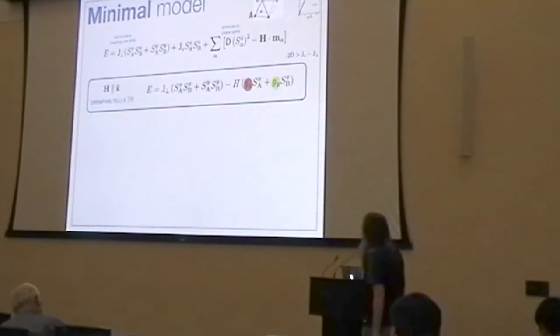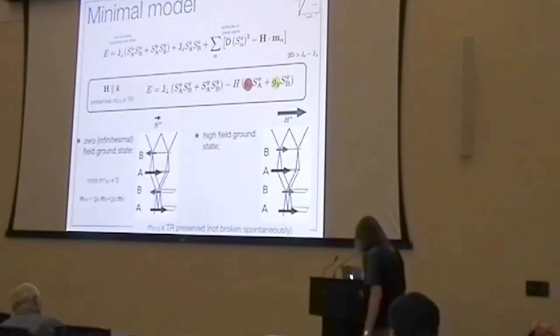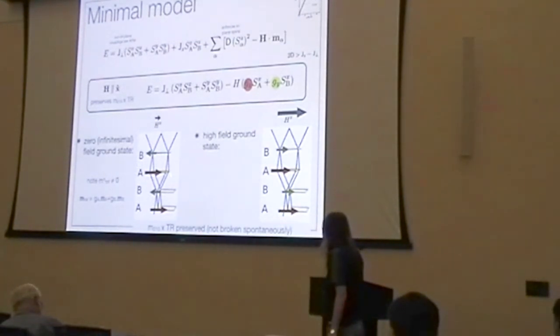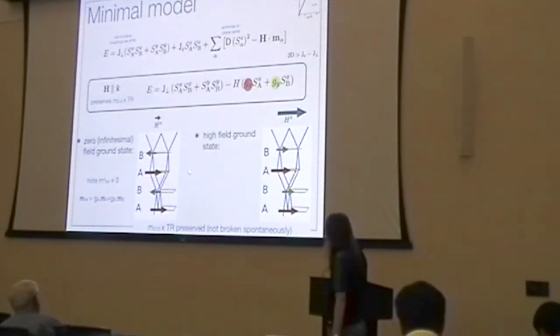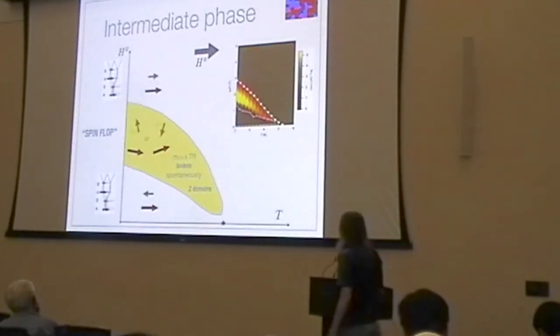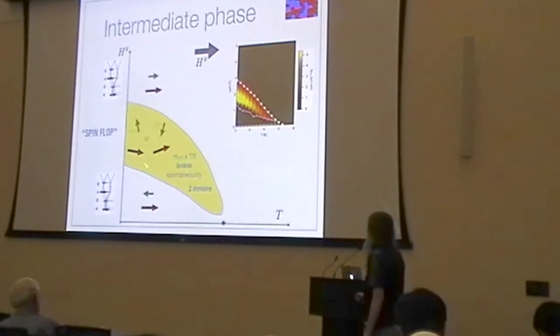The magnetism of this compound is an XXZ model with some anisotropy. In any case, you can solve the ground state, and in zero field what you find is that you have A and B sublattices, and on the A and B planes they are antiferromagnetic. In high field, all the spins are aligned along the field. When the field is applied along the x direction, the symmetry which I just mentioned is preserved, so it's not spontaneously broken. So in the middle, you should have a spin-flop transition, and since the symmetry is not broken, you expect that you have two domains.